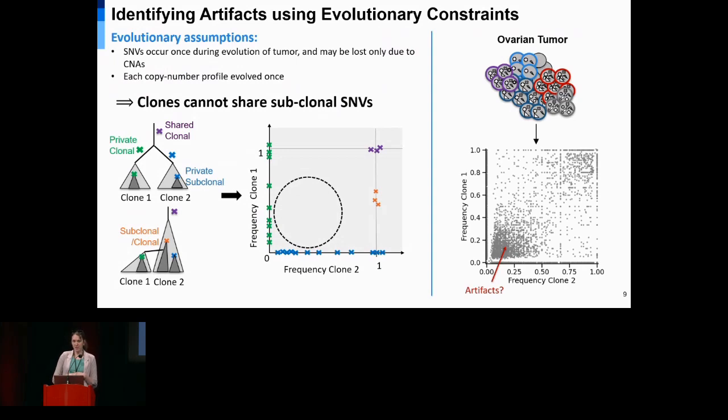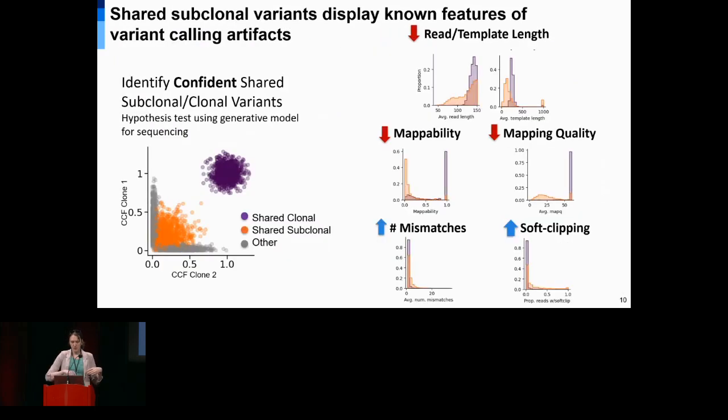And the natural question is: are all of these artifacts, or are they potentially violations of some of these assumptions? So what we did was use a model to identify a confident set of shared subclonal mutations in this data and a confident set of shared clonal mutations, and we compared the properties of these two sets.